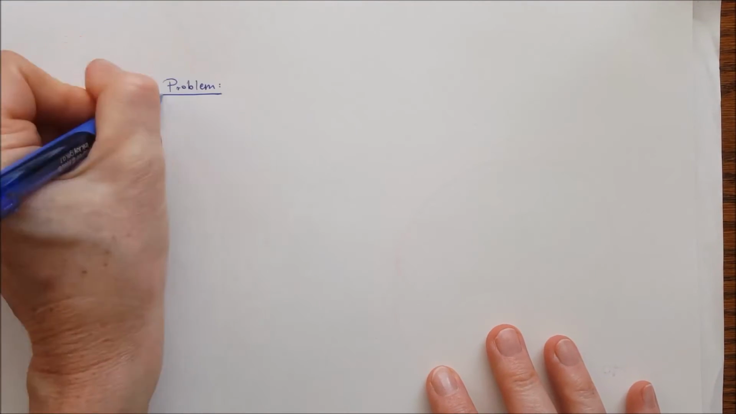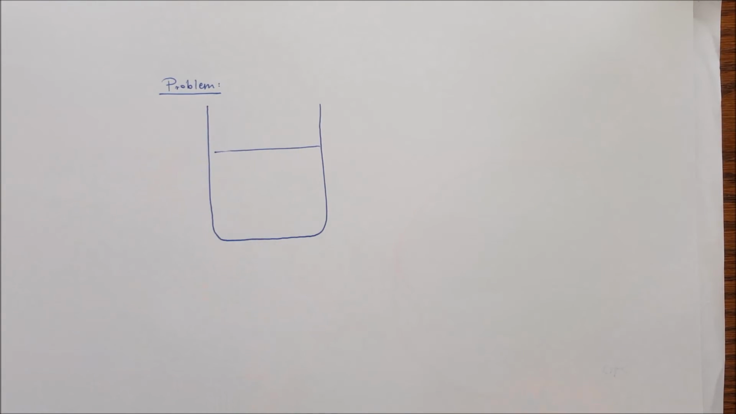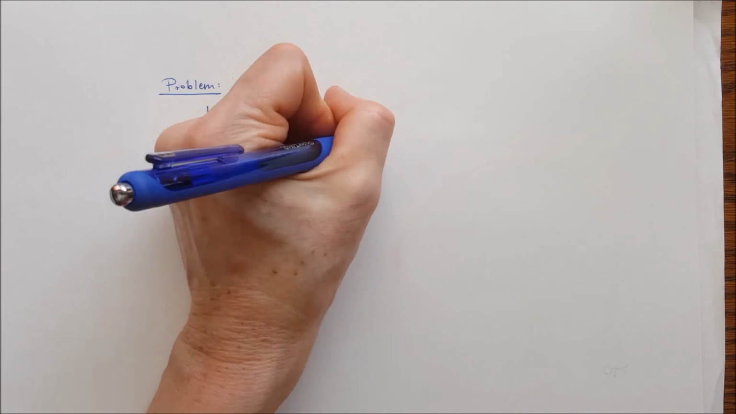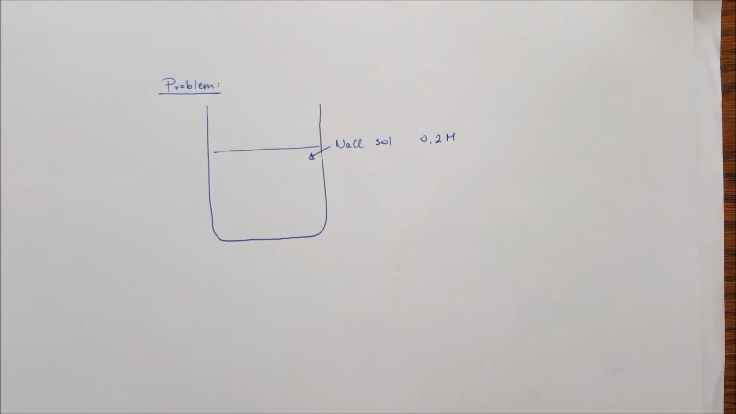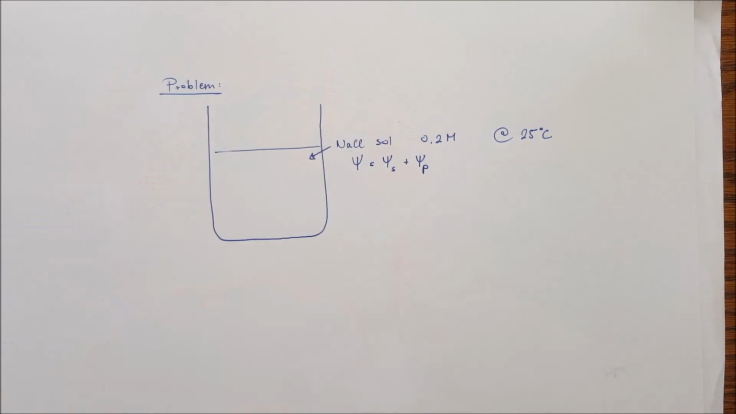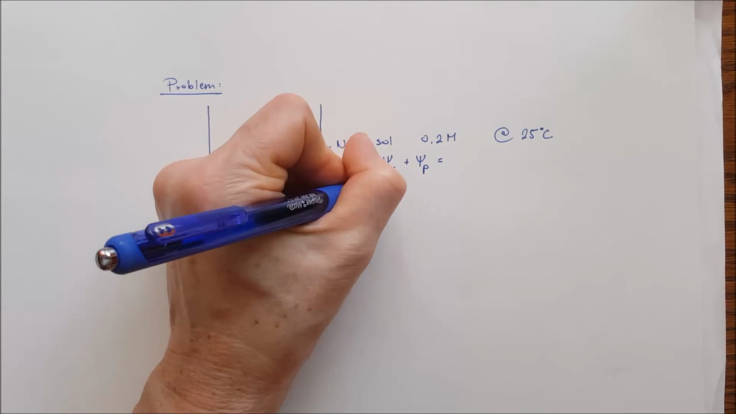The problem, what you have to use later on in the lab. The question is, which way would the water go? Here is a solution, the sodium chloride solution, and this is 0.2 molar at 25 Celsius. Find out the water's potential. In order to find out where the water would go, we have to figure out the water's potential. How are we going to figure out the water potential?